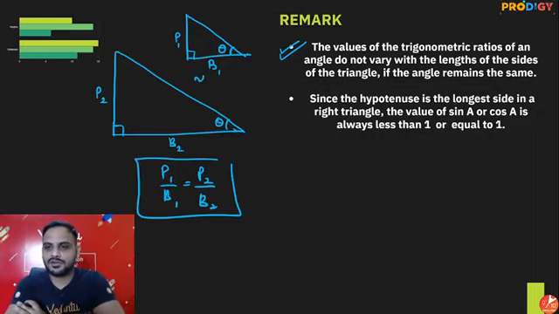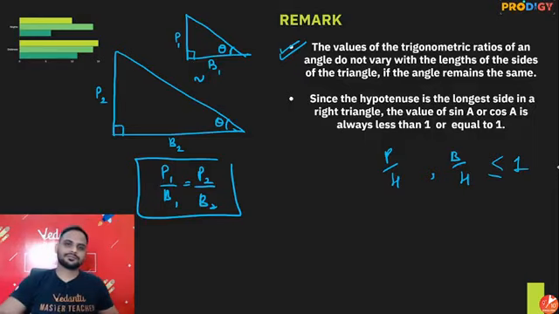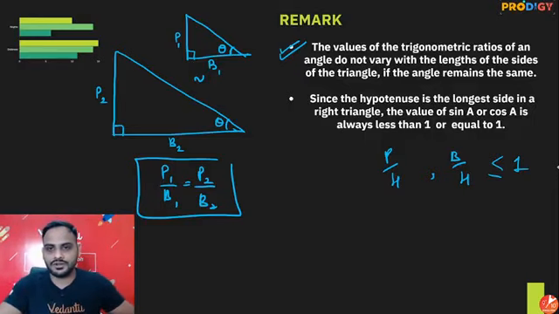Since the hypotenuse is the longest side in a right triangle, sin A and cos A are always less than or equal to 1. It is simple. P by H, the hypotenuse is the largest side, B by H, the hypotenuse is the largest side, so this value will be either less than or equal to 1. Just for your knowledge.